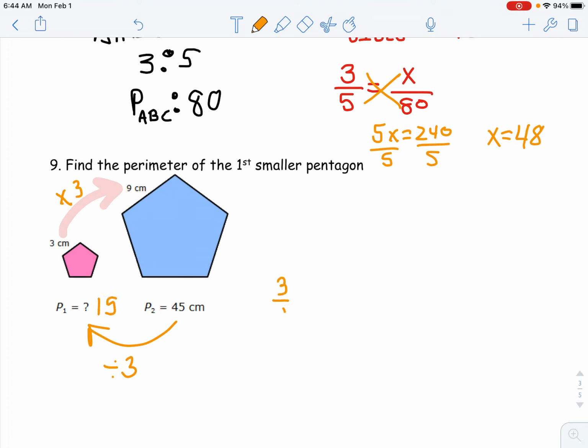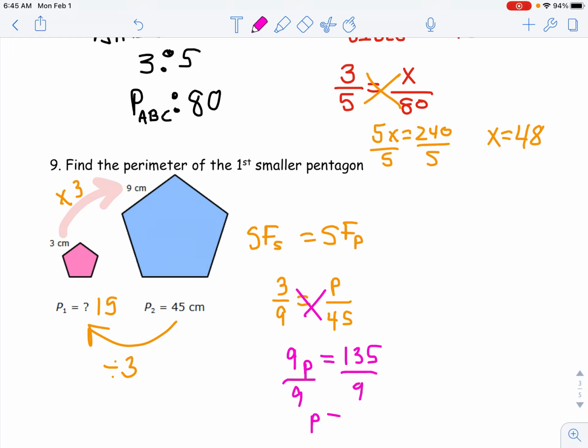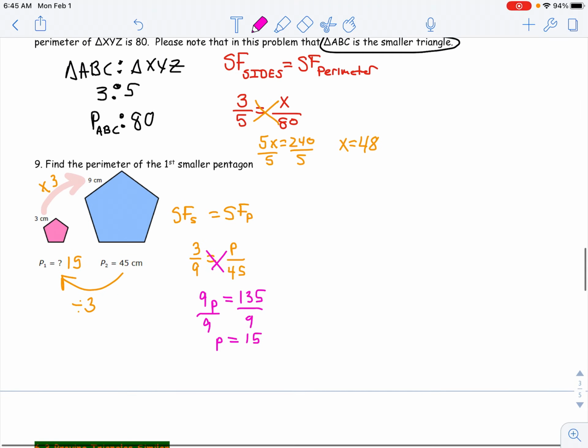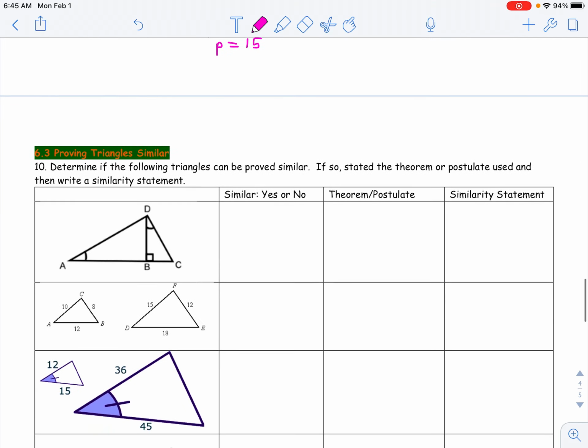But we're going to do it the traditional way and just match up the side lengths. So we're going to do the scale factor for sides and say it equals the scale factor for perimeter. So 3 to 9 over the perimeter of the smaller one, 45. Okay, cross multiply, we're going to get 9P equals 135. Divide both sides by 9, and P equals 15. All right, so that's how you do that kind of stuff. Stay tuned for more.